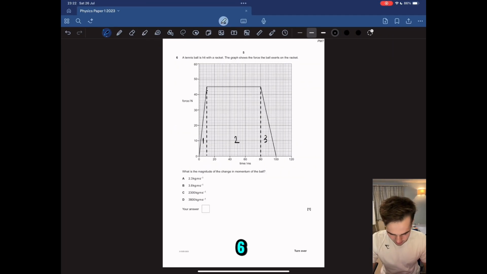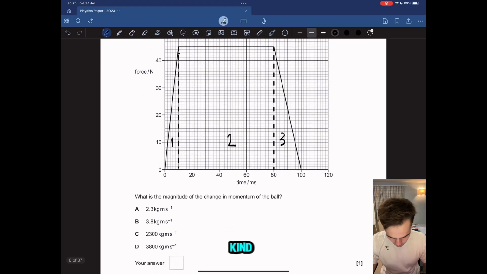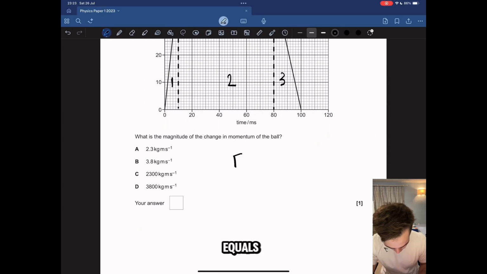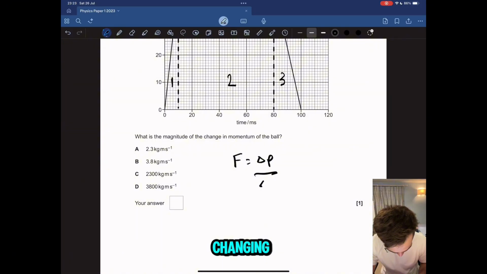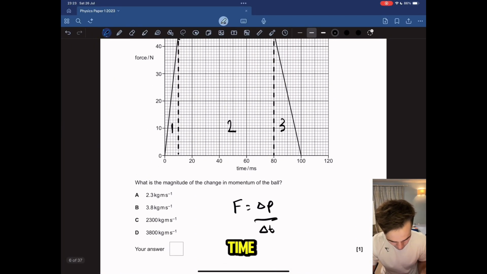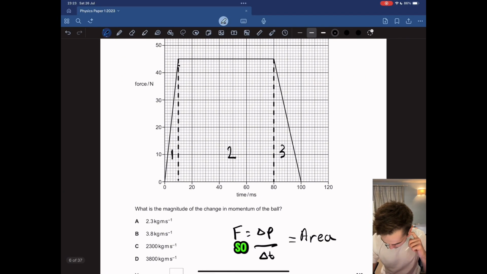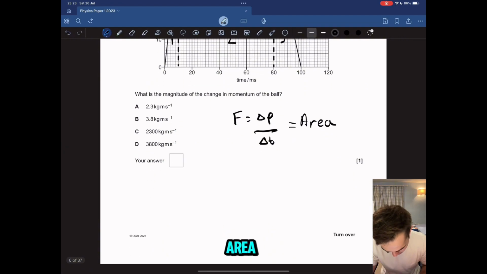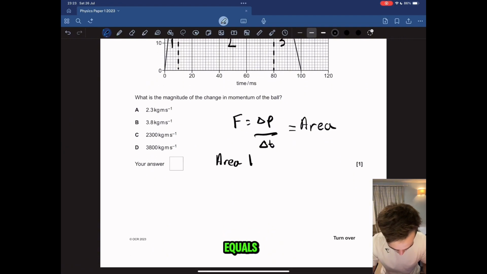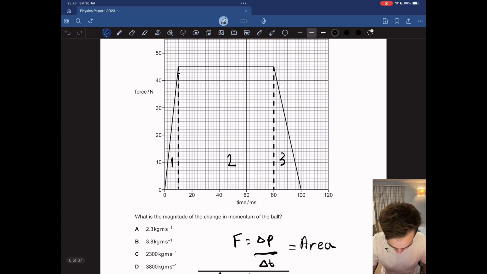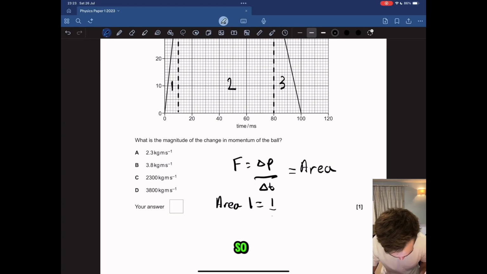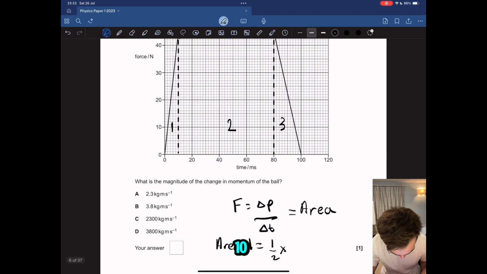So question 6 asks us to find the change in momentum of the ball. So this is like the force impulse kind of question. We know that force equals change in momentum divided by change in time, and with a graph of force against time, the change in momentum is equal to the area under the graph. So we've split the area into 3 parts, one triangle, one rectangle, and another triangle. So triangle 1, which is area 1, equals half base times height. The base is 10.